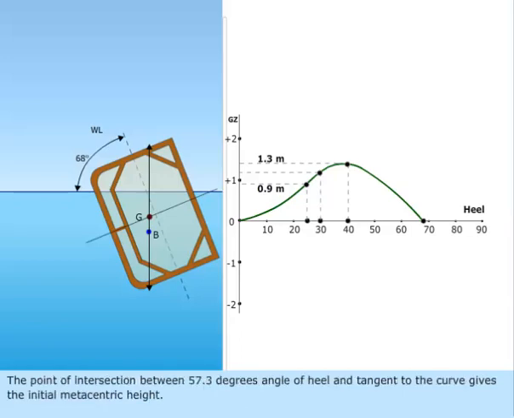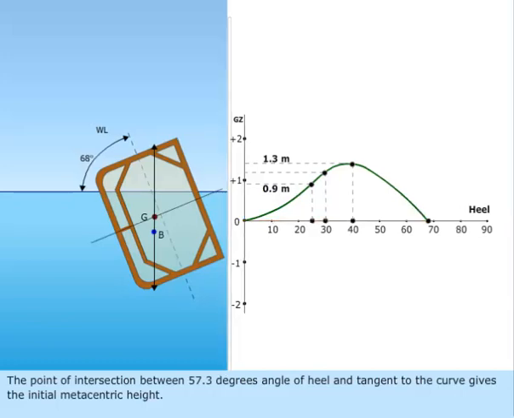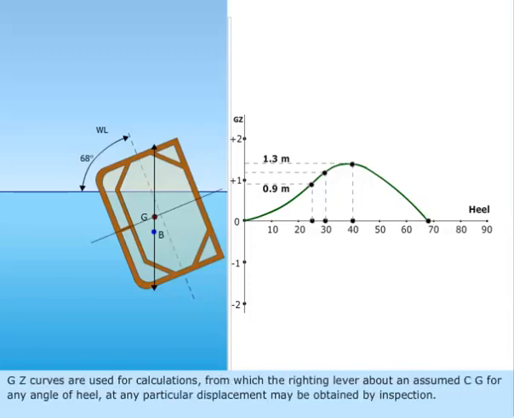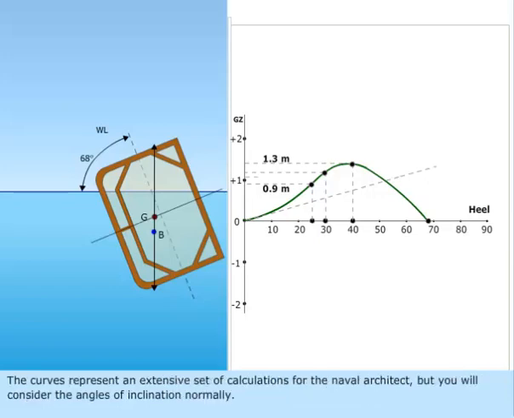The point of intersection between 57.3 degrees angle of heel and the tangent to the curve gives the initial metacentric height. GZ curves are used for calculations, from which the righting lever about an assumed CG for any angle of heel at any particular displacement may be obtained by inspection. The curves represent an extensive set of calculations for the naval architect, but you will consider the angles of inclination normally.